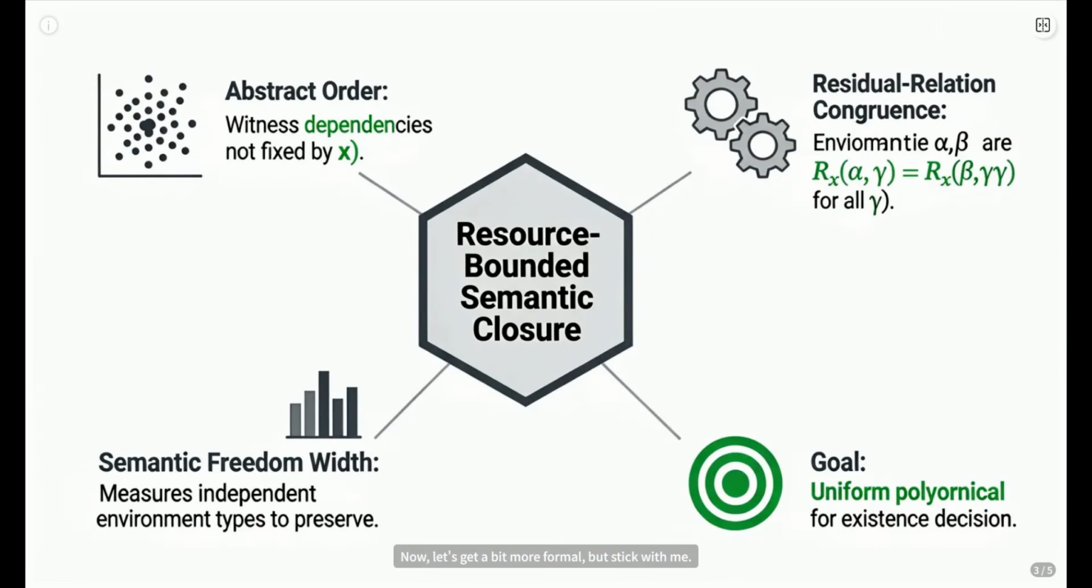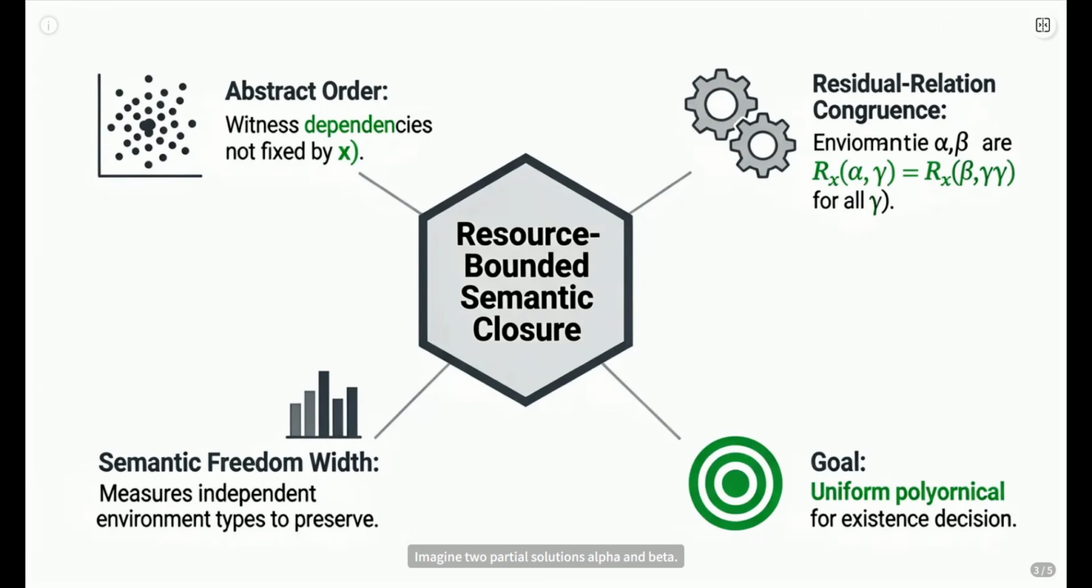Now let's get a bit more formal, but stick with me. In complexity theory, abstract order isn't just about layers, it's about dependencies. A witness variable might influence future choices in ways the projected input X doesn't fully reveal. To handle this, we introduce residual relation congruence.